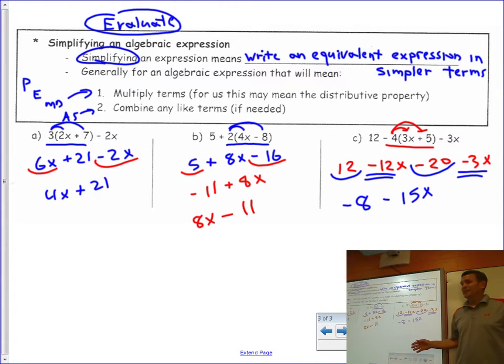I hope that helps. I hope you now understand how to distribute and combine like terms. Good luck.